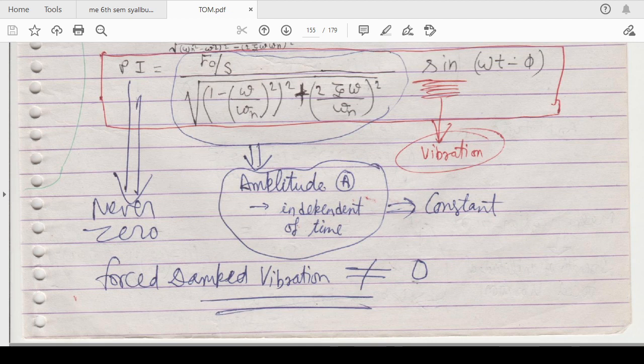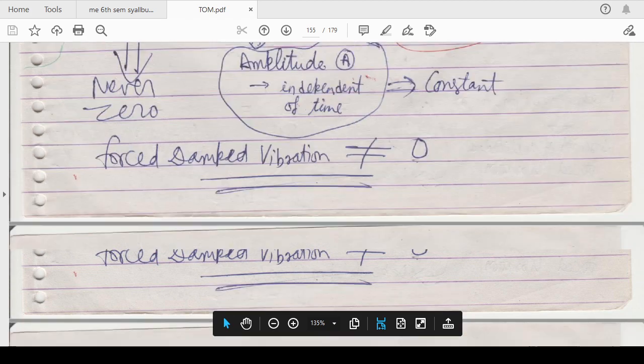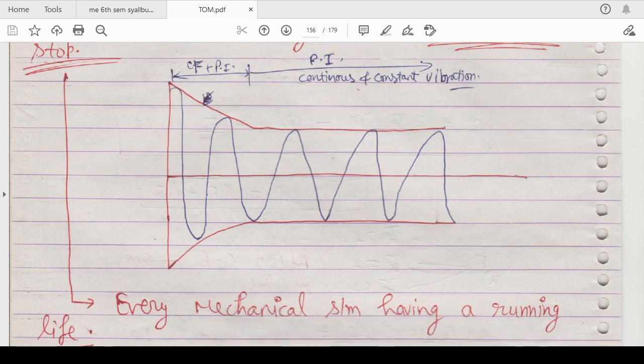This whole bracketed magnitude is the amplitude, and it is independent of time, that's why it is constant. A sine or harmonic wave will be generated because of the sine function in the formula. So in forced damped vibration, this will never stop; it will continue for a longer time. Forced vibration will not be equal to 0. As the vibration is running, the system will never stop. At some time the CF and PI will both be there, and after some time the PI will be continuous, and you will feel a constant vibration.